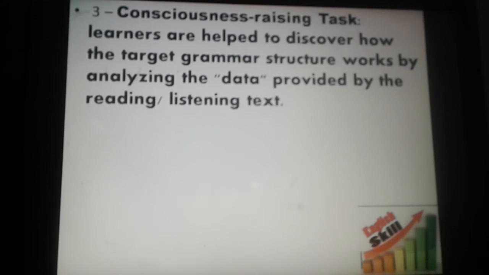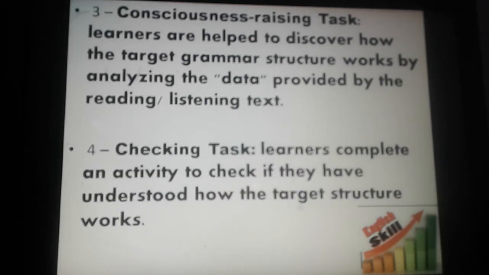The fourth activity is the checking task. Learners complete an activity to check if they have understood how the target structure works.